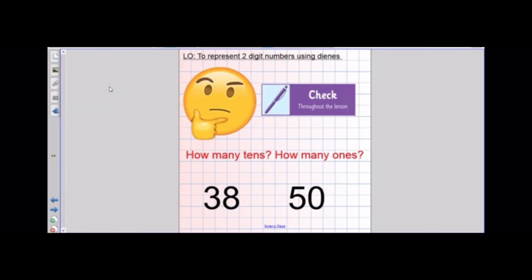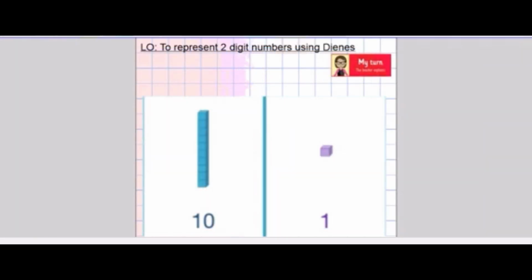Before we start the main part of our lesson today, looking at Deans, let's just do another quick check. Here I have two two-digit numbers. See if you can pause the video now and identify within each number how many tens there are and how many ones there are. So, on to today's lesson.